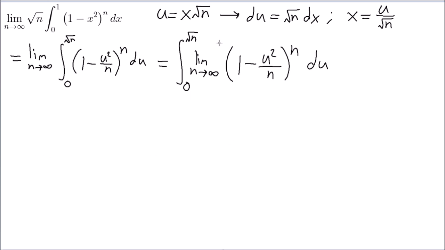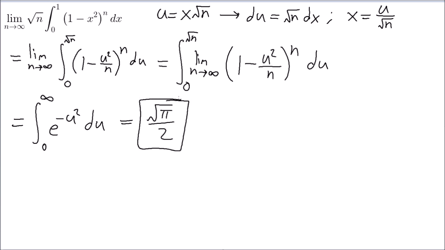So now that we plug in infinity, we will get 0 to infinity here. Square root of infinity is infinity. This whole limit that we evaluated becomes e to the power of negative u squared du. And this is just a Gaussian integral. So now this just equals square root of pi over 2. And that's your answer.